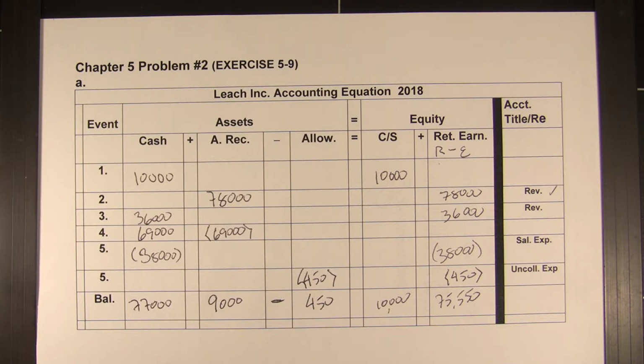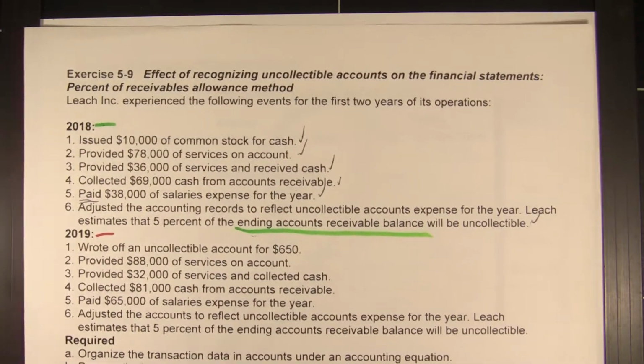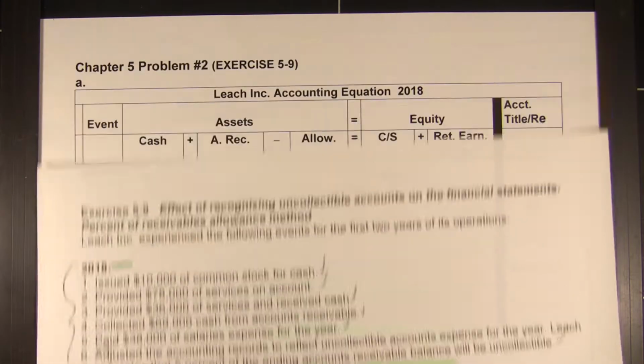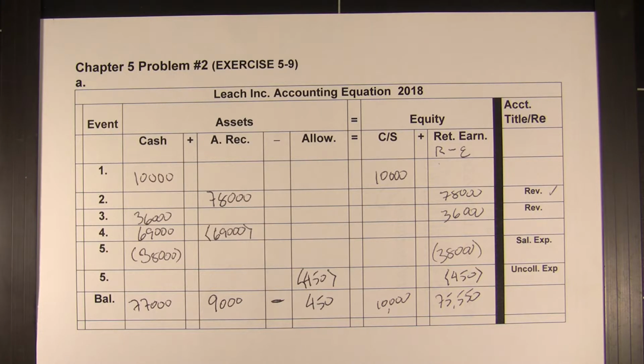Chapter 5, Problem 2, Part 2, the financial statements. In Part 1, we handled all of the transactions for 2018 and we put them on the equation. Now we're going to go through and do first the income statement, then the statement of owner's equity, and then the balance sheet. So here's the income statement.